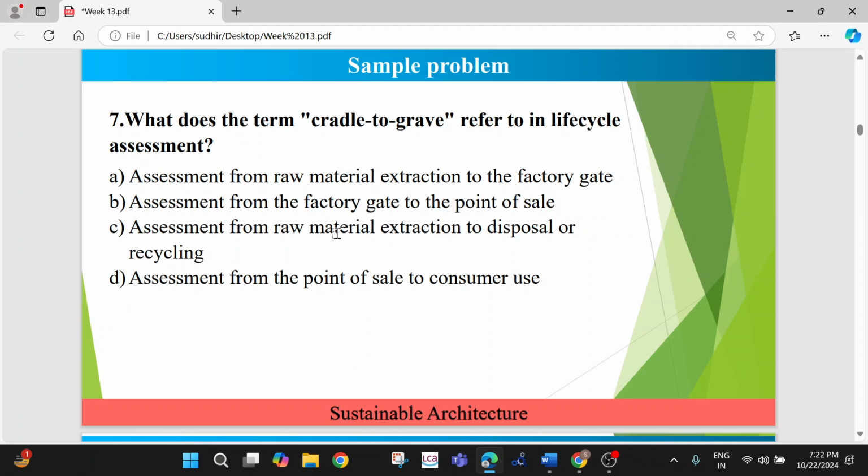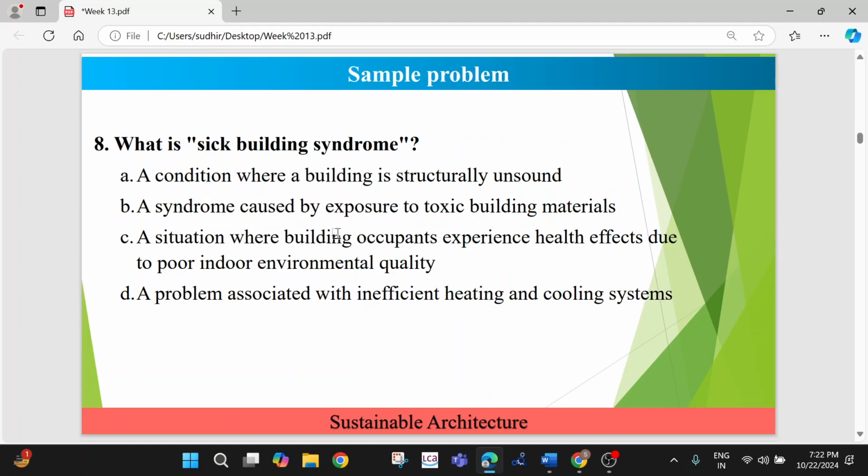Question number 8. Yes, please. Yeah, here is the next question then. Question number 8 for all of you. What is sick building syndrome? This term you might have heard during your lecture videos. So what do you understand by sick building syndrome?